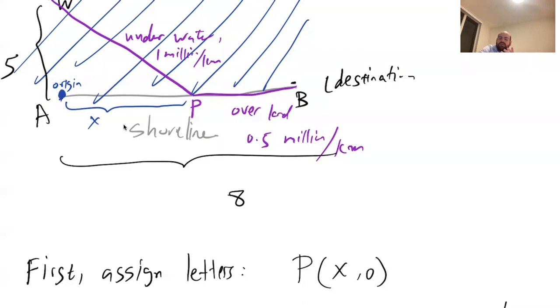You can check that if you choose the distance from P to A to be anything other than 5 over root 3, for example 1 or 2 or 3, you will see that the total cost will be bigger compared to the case where you choose the distance to be exactly 5 over root 3.